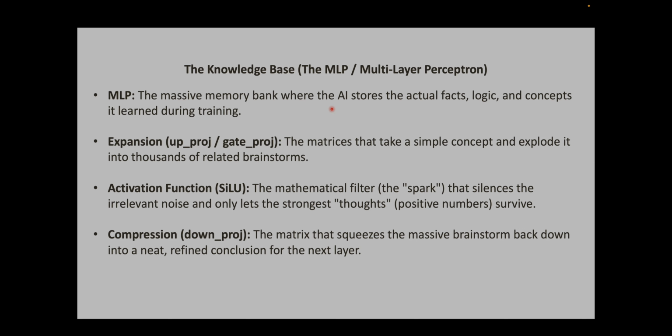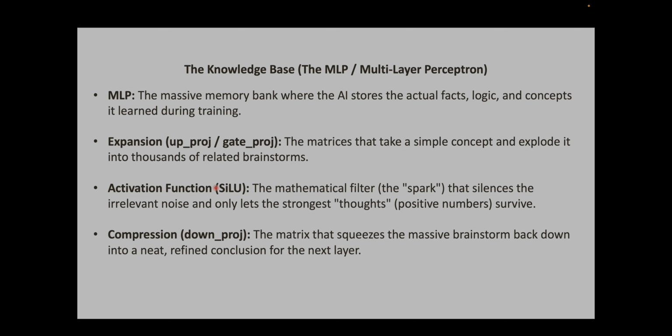So that is the massive memory bank where AI stores actual facts, logic, and concepts that it learned during the training phase. Expansion, up project, which is also called gate project. These are the matrices that take the simple concept and explode it into thousands of related brainstorms. So that's called up project.